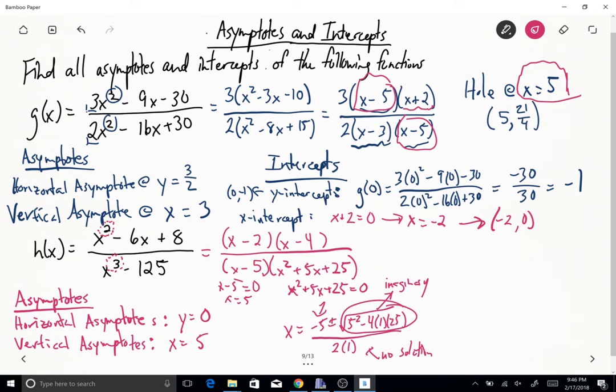And since there's no solution, you're done. So hopefully, did the factoring make sense, and did that piece of why there's no root to that part make sense?